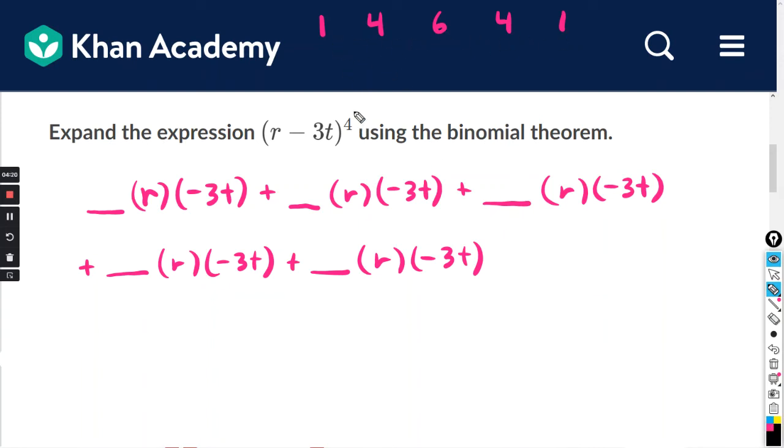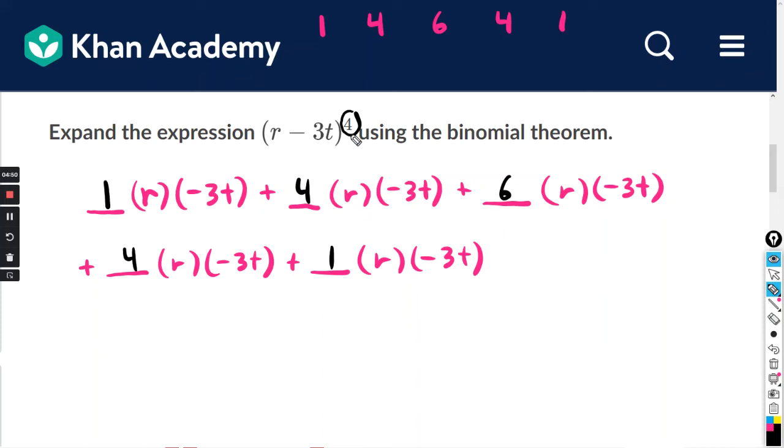Remember, this is to the 4th power. That's why we used row 4 on Pascal's triangle. So the coefficients are going to be 1 4 6 4 1. So this is 1 4 6 4 1. Okay, now the only thing left we have to do, other than simplify, is to take care of the exponents on each of these terms.